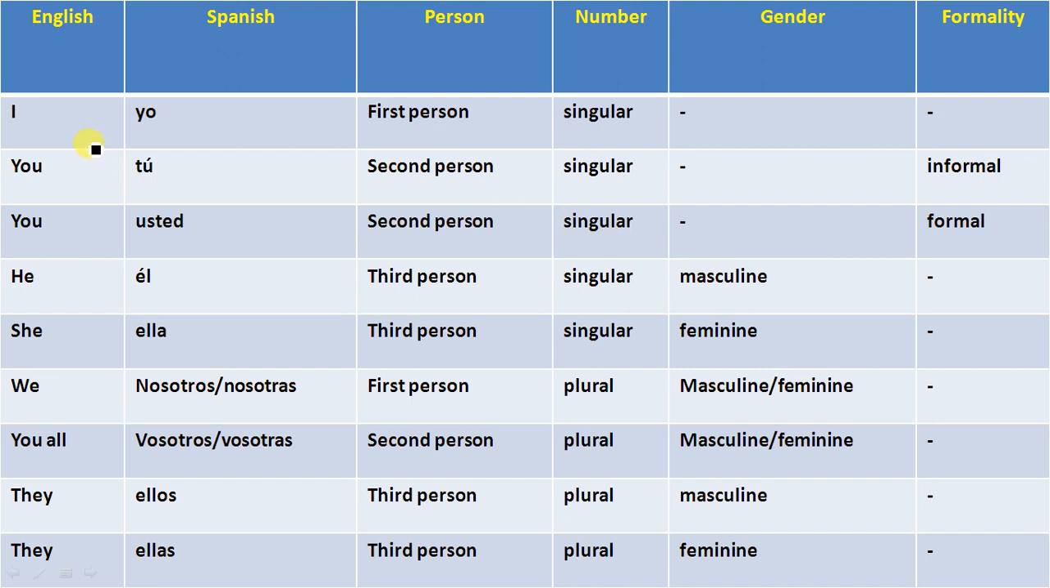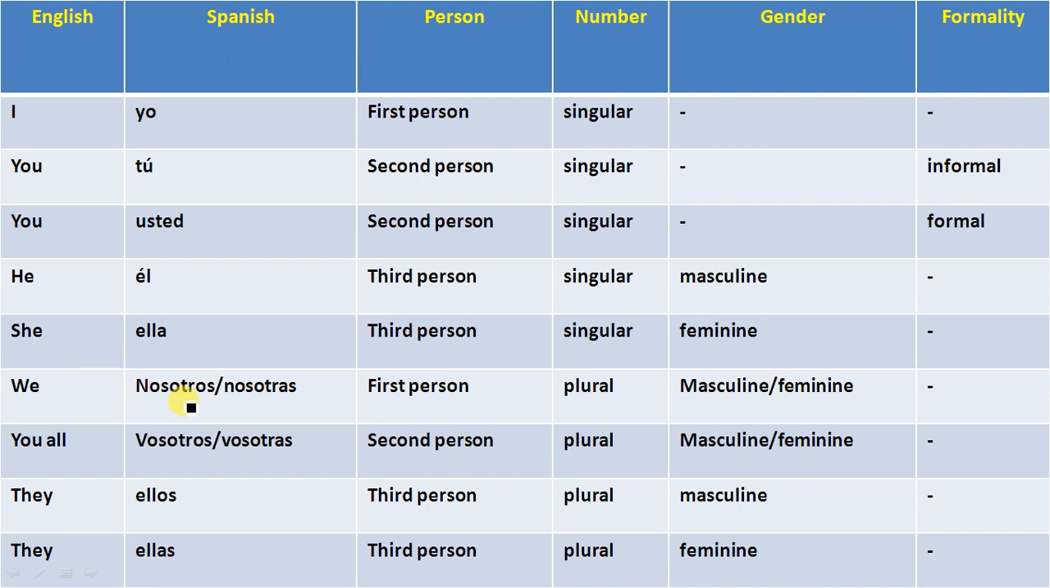So if you want to say I, you will say yo. If you say you, you will use tú, if you are talking with your friend. Usted, if you are talking with your senior person or your boss, then usted. You will say él for he. You will say ella for she.